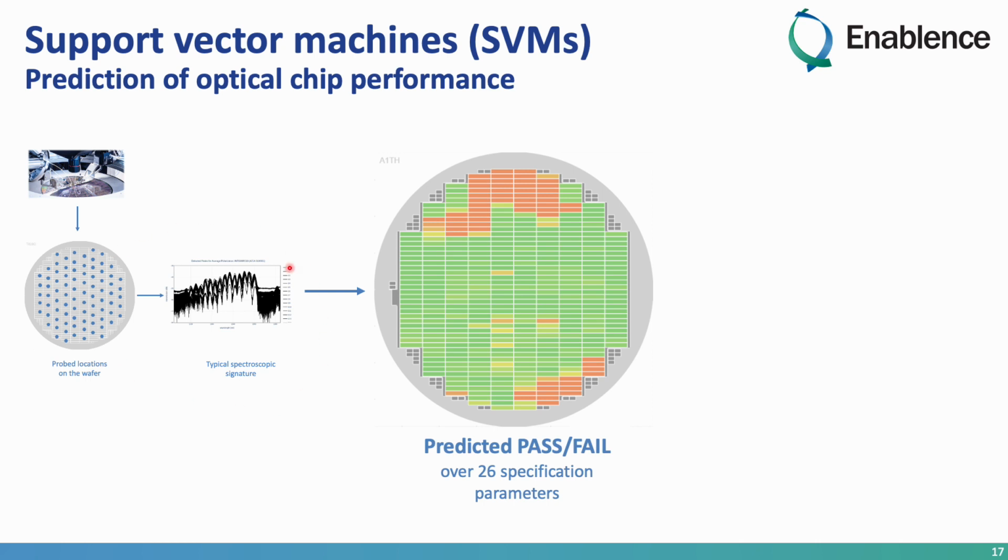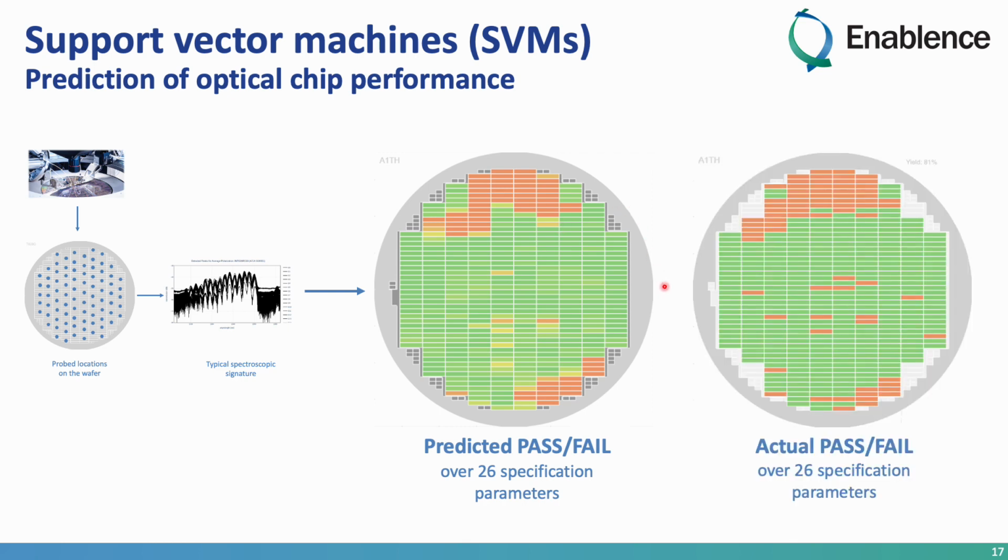The spectroscopic signatures collected by the wafer probe allow us to construct a prediction map. So the colors here represent the pass-fail, or rather the predicted pass-fail of individual chips. Orange represents a predicted fail. So we predict that the chip will fail the list of 26 specification parameters, and the green represents a predicted pass, while the colors in between indicate the degree of confidence of the measurement. Well, how does this compare to reality?